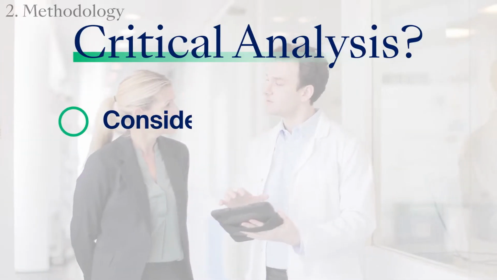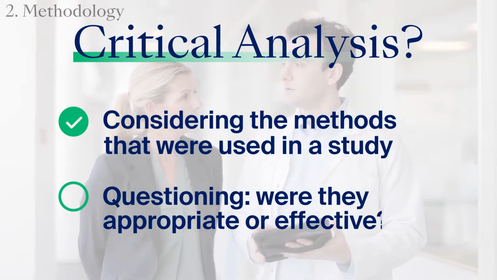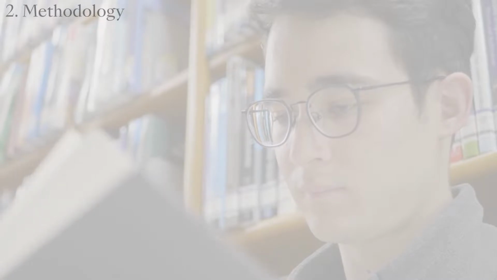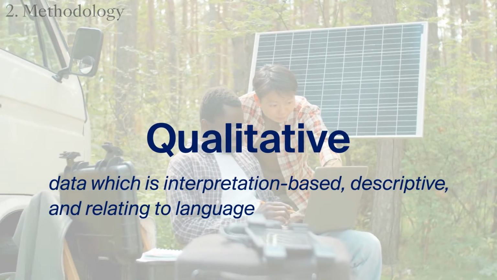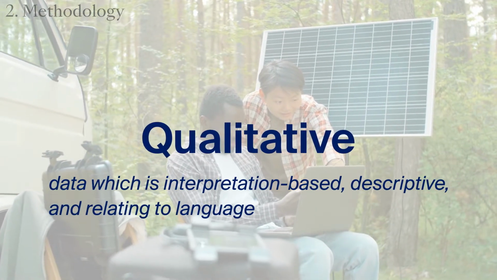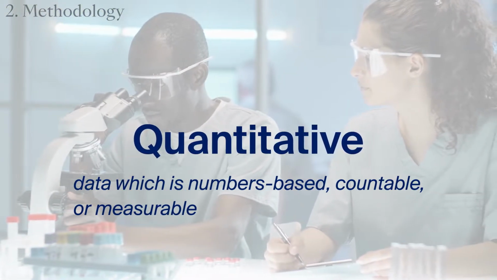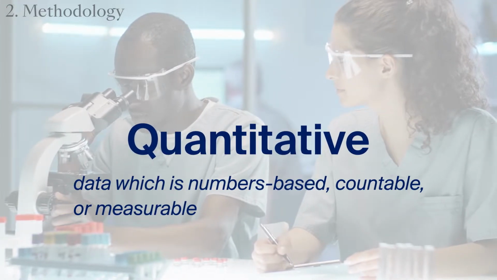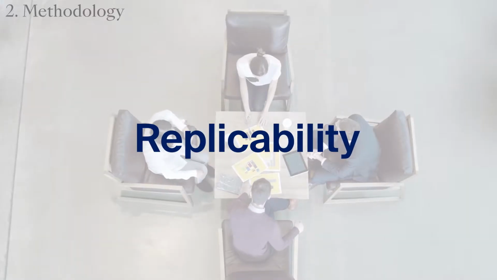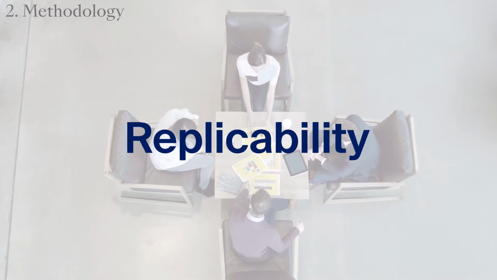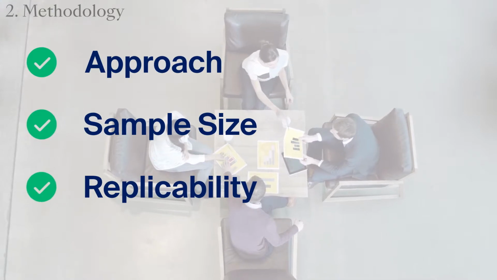Critical analysis involves considering the methods that were used in a particular study and questioning whether they were appropriate or effective. It's important to consider factors such as the approach. Was it qualitative, where data is interpretation-based, descriptive, and relating to language? Or quantitative, where data is numbers-based, countable, or measurable? The sample size used, and how easily replicated the experiment is. Each of these factors will help to determine the validity of the research.